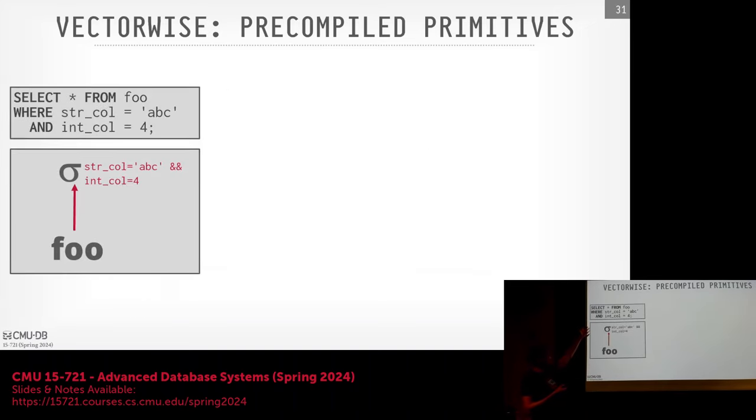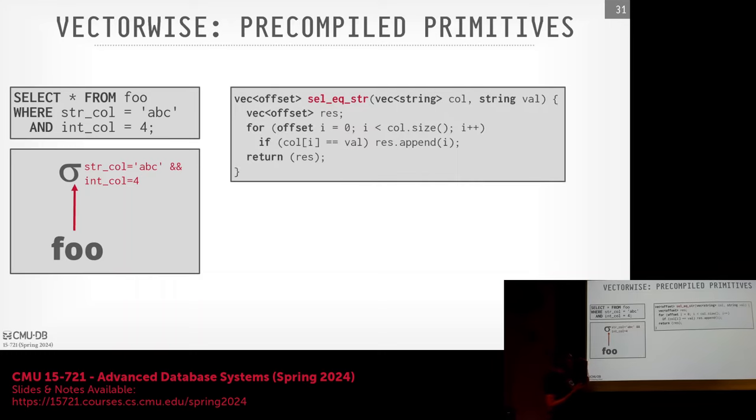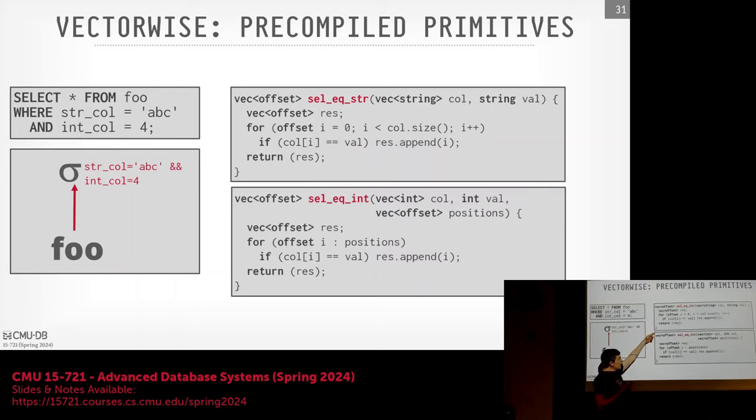So it basically looks like this. Say you have some query like this, and then you have a simple filter: a string column equals ABC and an int column equals 4. Then you would literally have some kind of pseudocode like this in your source code that you then compile, one for the string, one for the integer. And then at runtime, you're literally calling these one after another and passing the vectors along.